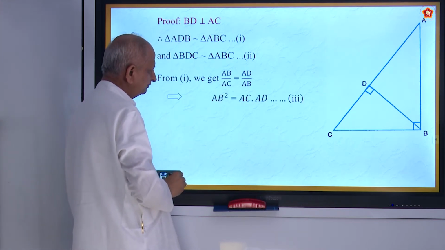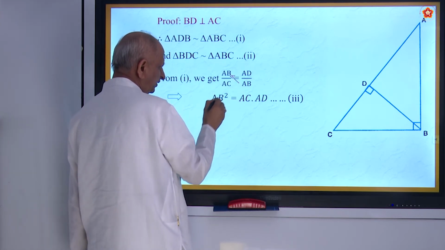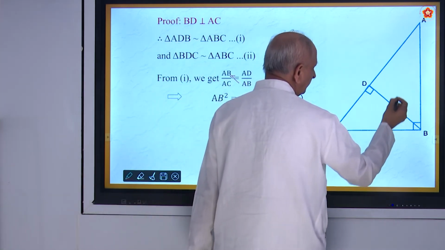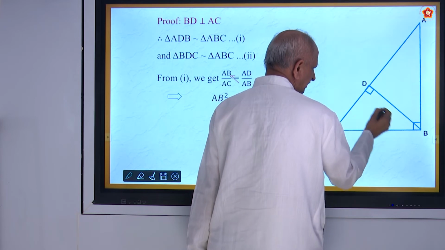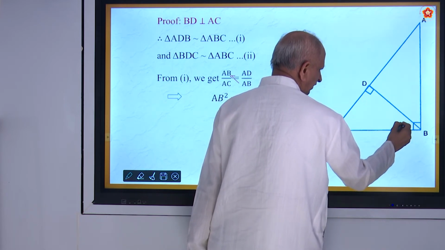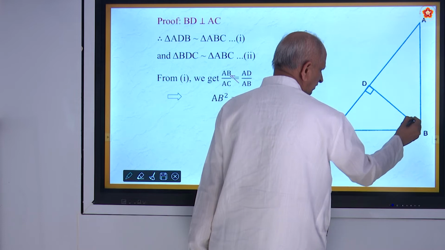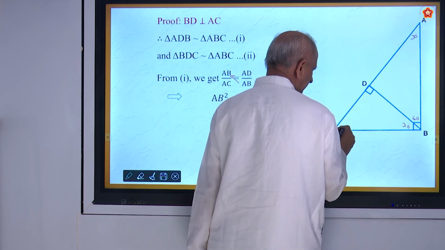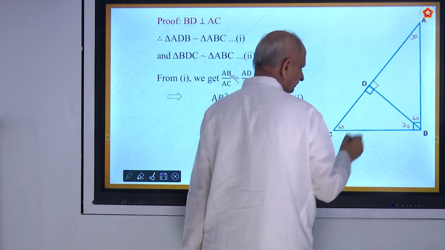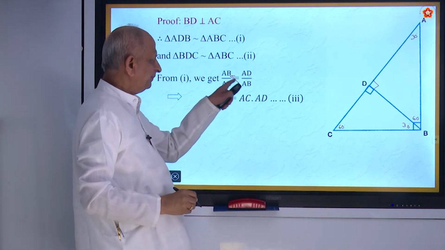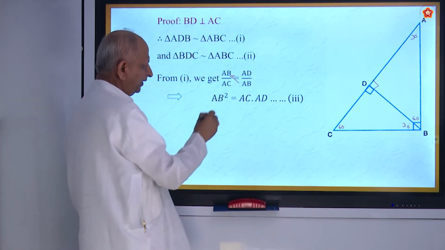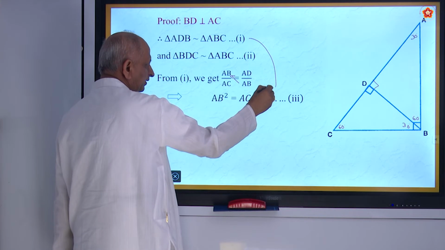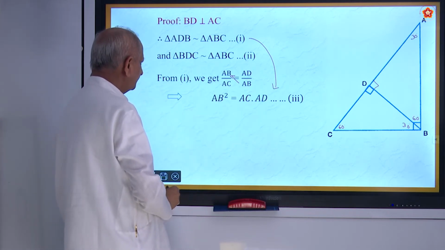Coming to second. So if you cross multiply, what do you get? AB square is equal to AC into AD. So we have taken, I think this is 90 and there is 90. So take one angle as say 30 degrees here. This becomes 60 and this becomes 30 and this becomes 60 and this is 90. So side opposite to equal angles we have taken. So AB square is equal to AC into AD. In these two, the first result we got.